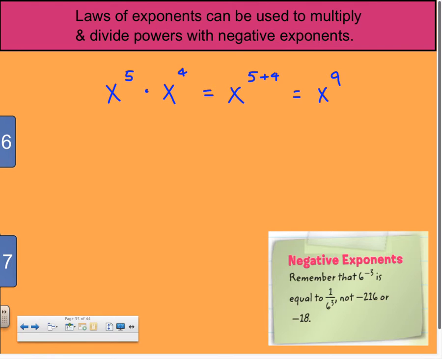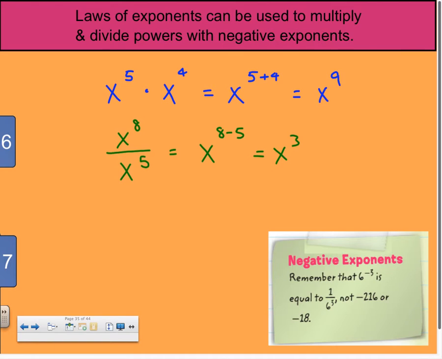It's the quotient of powers, which says if I have x to the 8th divided by x to the 5th, that's the same as x to the 8th minus 5th, which is x to the 3rd. So I have the same base. I'm dividing, so I subtract the exponents.